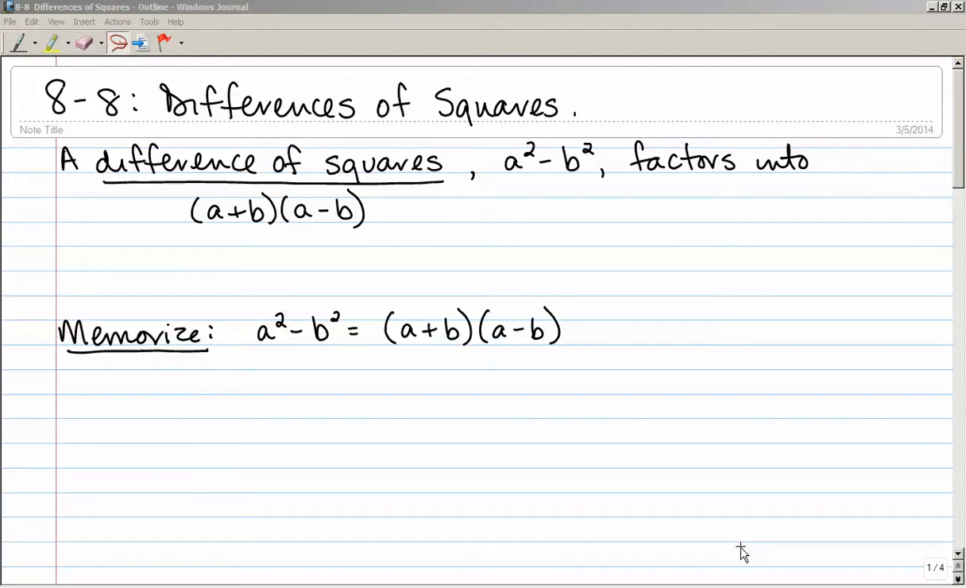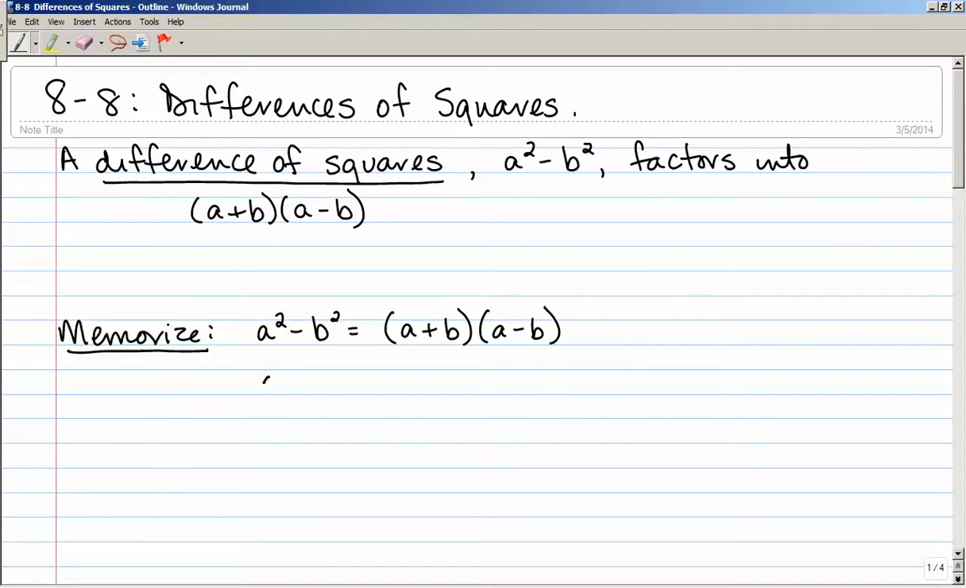Section 8.8 is on differences of squares. A difference of squares is something of the form a squared minus b squared, and it factors into a plus b times a minus b. It's called a difference of squares because a squared is a perfect square, b squared is a perfect square, and we're subtracting them. So it's going to be very helpful if you memorize this formula. A squared minus b squared equals the quantity a plus b times the quantity a minus b.